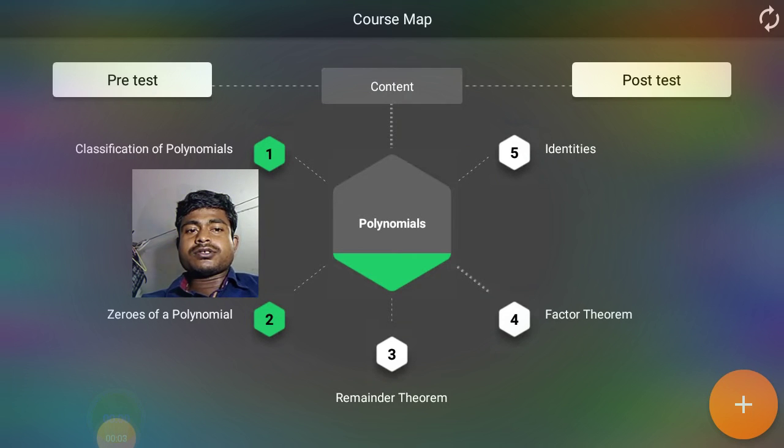Now let's discuss the remainder theorem.